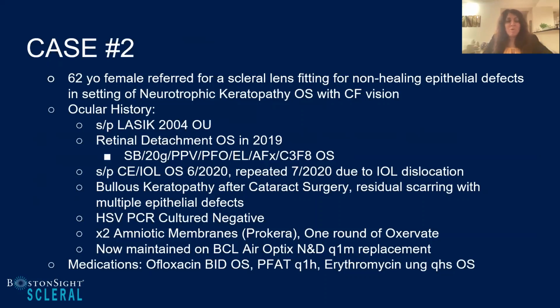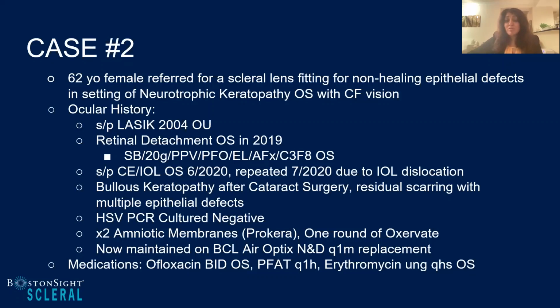She's had bullous keratopathy, so much scarring, and had multiple epithelial defects on this left eye. There was a thought that she had HSV, so she had to have that tested for. She was on treatments for HSV until the test came back negative. She had 2 amniotic membranes to try and fix these epithelial defects. She was put on Oxervate for a while. She was then put on a bandage contact lens. And then she came in, she was like, this is not getting better. What do we do?